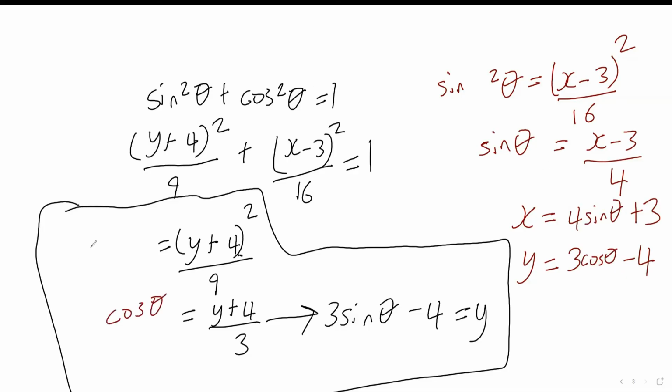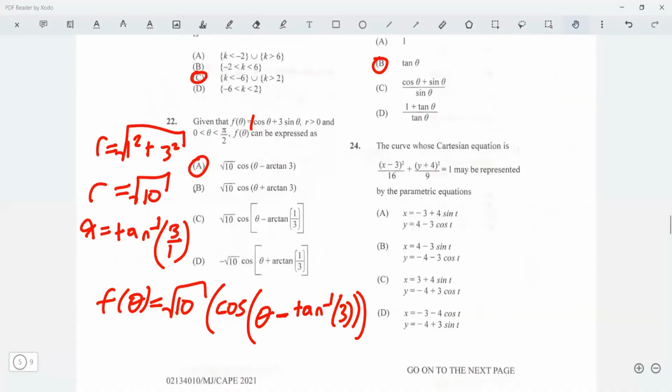Theta. Okay, no problem. 4 sine theta plus 3 for x. 4 sine theta plus 3 c there. And minus 4 plus 3 cos theta, that's c. Nice.